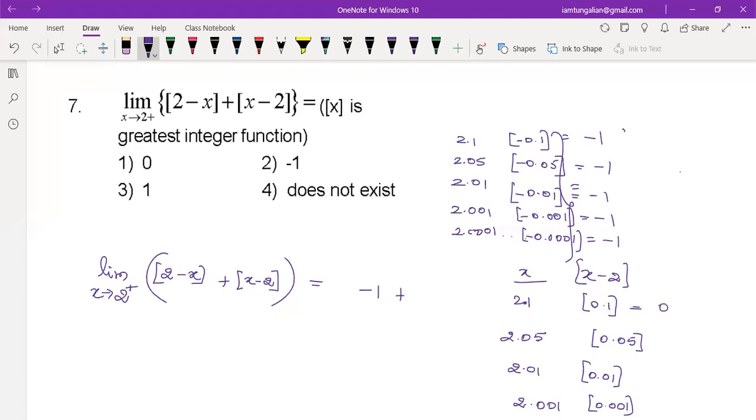What is step of 0.1? This is 0, this is 0, this is 0, this is 0. So all these are equal to 0. So the right hand limit will be, not right hand limit only, here step of x minus 2 as x approaches 2 plus will be minus 1 plus 0. That's equal to minus 1. That's the answer, second option.